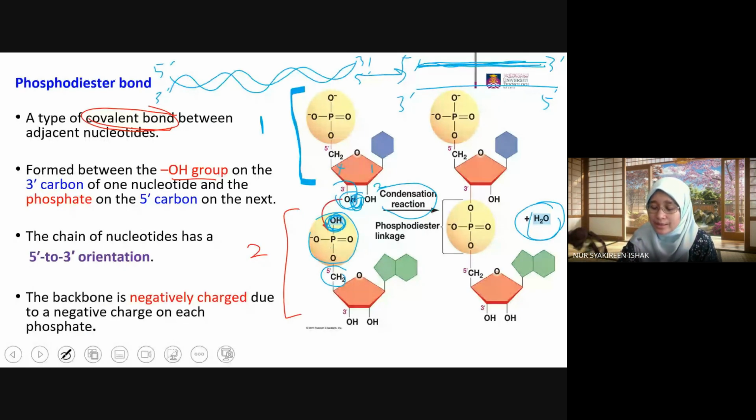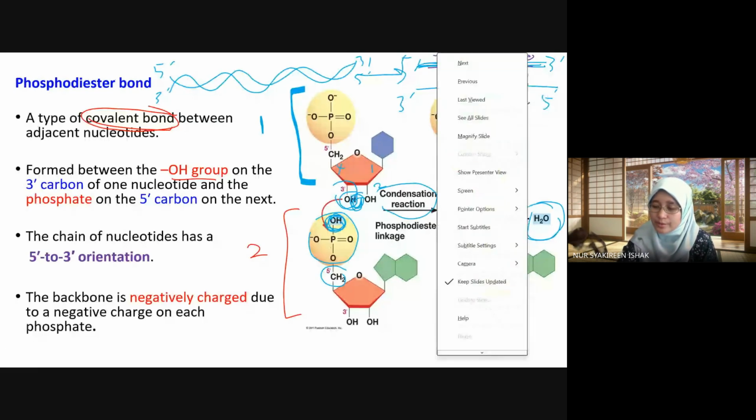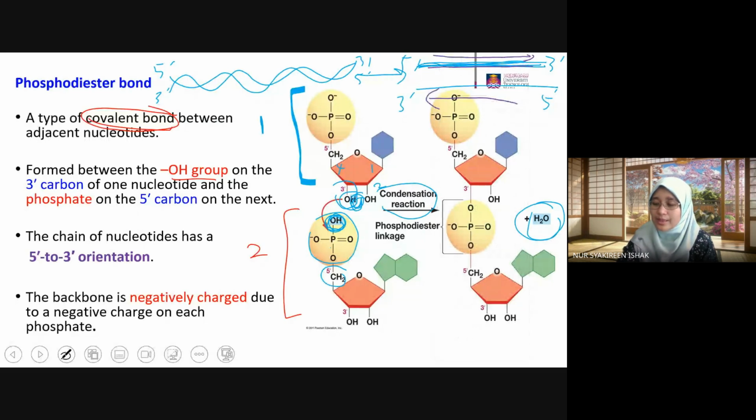The top strand here runs from 5 to 3. The bottom strand will run from 5 to 3. So the two DNA strands, we call them anti-parallel. Why do we need to number the two strands?